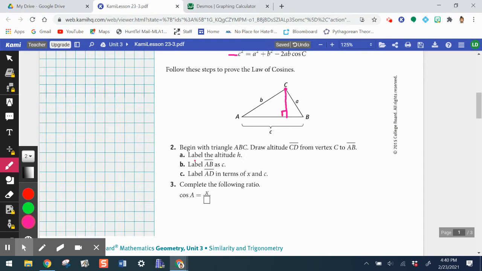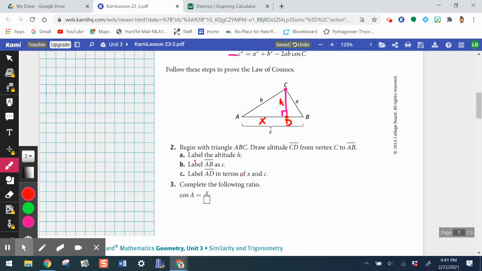So then we can really lean on sine, cosine, and tangent like we initially learned them. It says now label the altitude h. So we are going to label the length of this altitude as h, not necessarily standing for hypotenuse, but simply a letter in our problem. Then it says label AB as C, which they've already done. And then label AD; I forgot to label that this point of intersection is D. It says label AD in terms of X and C. So this new unknown distance between A and D we'll simply call X.